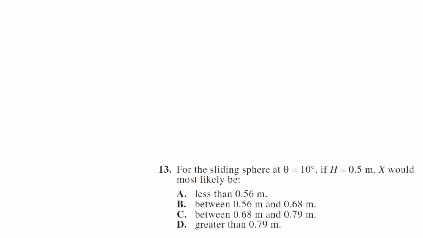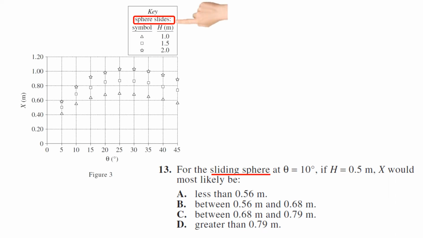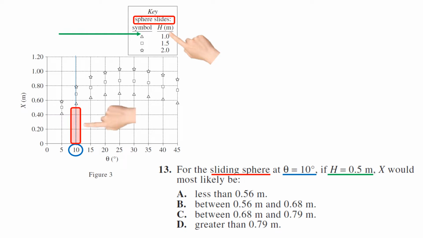Number 13 for the sliding sphere. So the sliding sphere is figure 3 at a theta of 10 degrees. So 10 degrees is right there. We can go all the way up with it. If H is 0.5, so we're having to add something in. So 0.5 will be less than 1. So you can see the symbols progressing. X would most likely be, so it's going to be below the triangle, so here, which is going to be less than 0.56, so A.